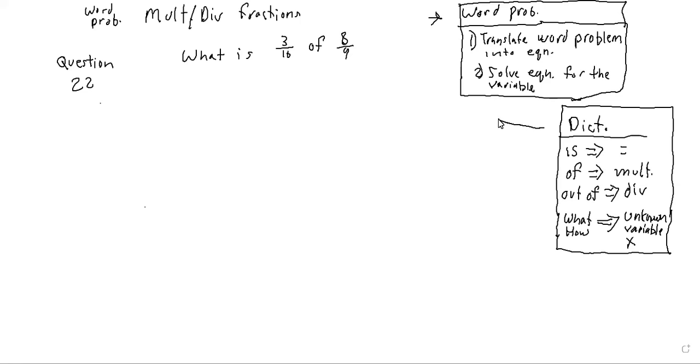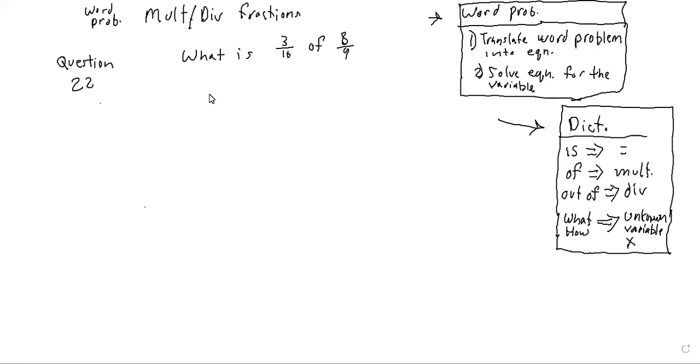Dictionary is right here, and we see that we have the word is translates to the equal sign, the word of translates to the multiplication operation. The word out of translates to the division operation, and the word what or how represent the unknown variable x. So now let's use this dictionary to translate our word problem into an equation so that we can solve the equation for the unknown variable, right?